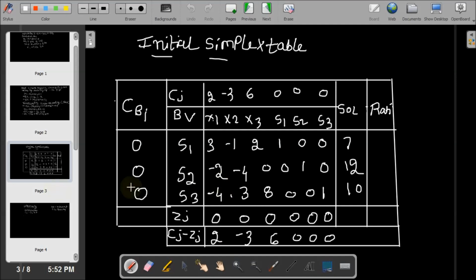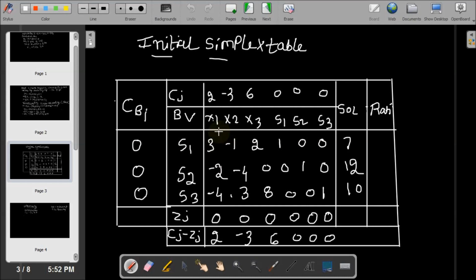To proceed further, you have to find out the key column, key row, and key element values. How to do that? First you have to find out the key column value. To find the key column, you have to select the most negative value here. There are different cases. First I will explain the case when only one negative value is there, right guys? Then that will be the key column.